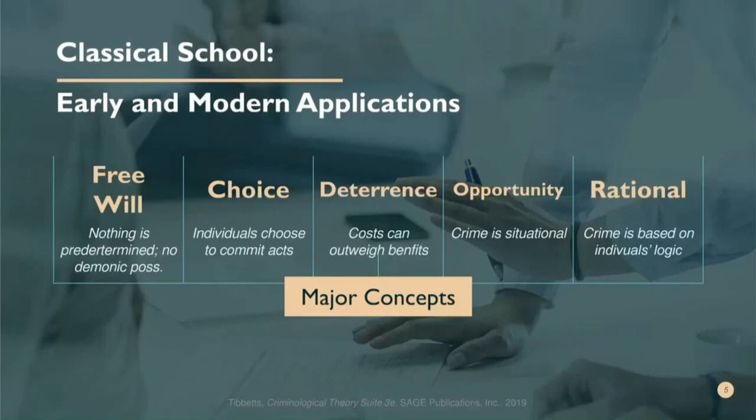And then the later iterations, the modern applications, focus a lot on opportunity and, again, this rational choice. This all comes back to free will, choices, people deciding based on their own rationale and making choices that they think are rational.